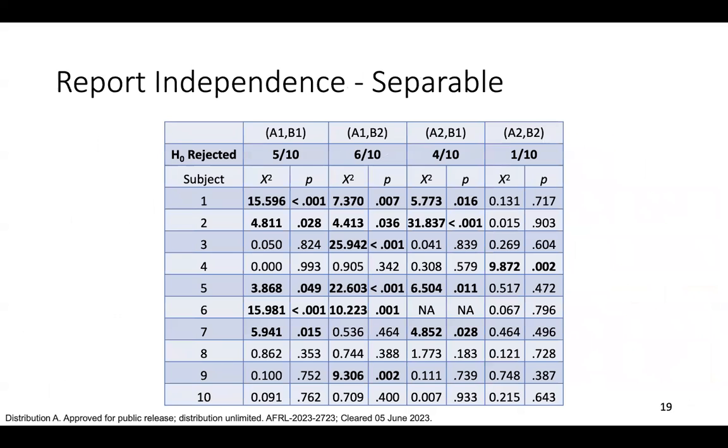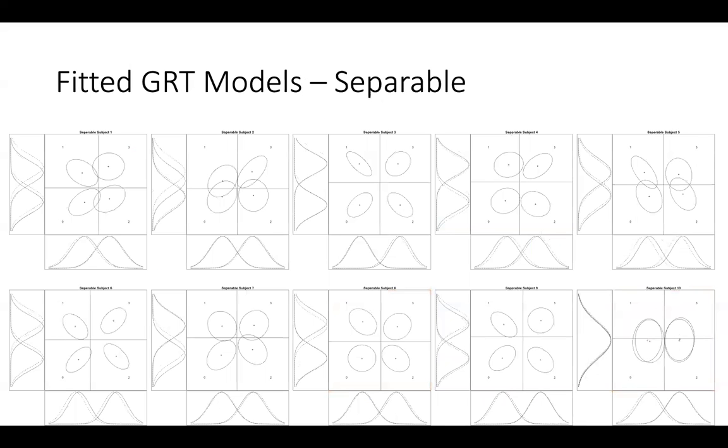Here are the results of the tests of report independence in the separable condition. The null hypothesis of perceptual independence was rejected for 1 to 6 participants across each stimulus level. Returning to the fitted GRT models, here are the stimuli where violations of perceptual independence were observed.